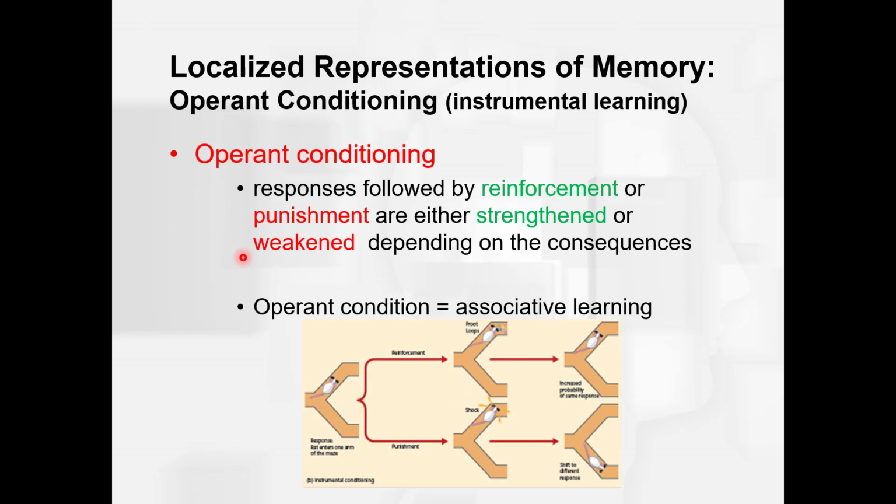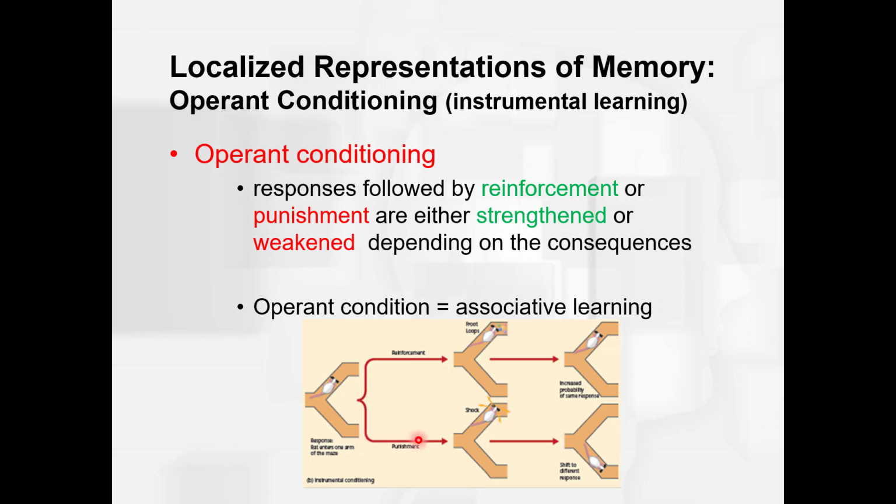So operant conditioning is also an associative learning. Here we have a mouse in a maze, and when the mouse gets reinforced with Fruit Loops, there's an increased probability of that behavior occurring the next time. So they're more likely to try to go down this arm of the maze because they were reinforced. That behavior, choosing to go down this arm of the maze, was strengthened.